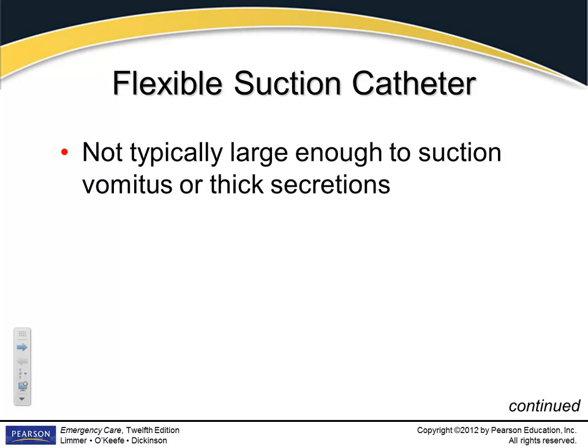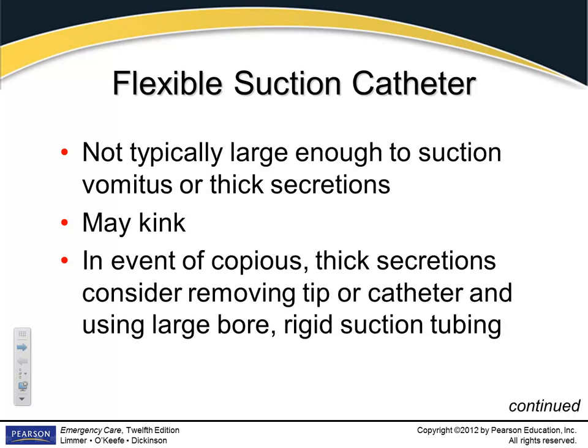With the flexible catheters, you're not going to get anything big. You're going to get very thin solution only. They get knotted up sometimes. But if you've got something thick, you have to use either the Yankauer or take the tip off and just use the tubing itself.